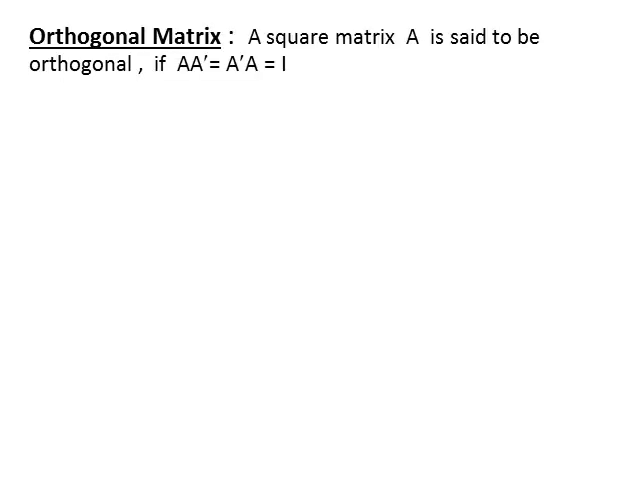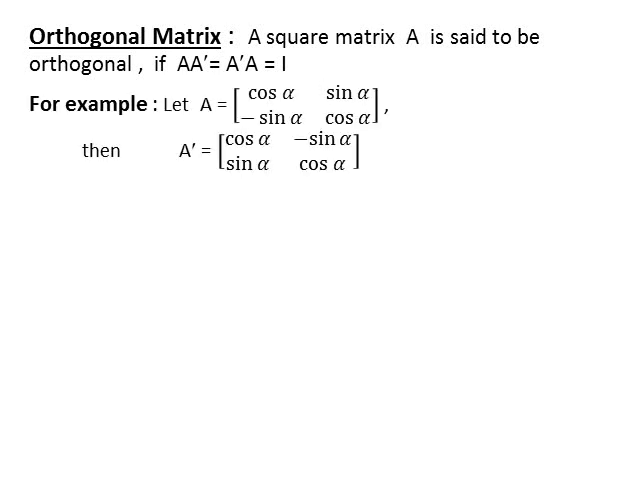First is the orthogonal matrix. A square matrix A is said to be orthogonal if the product of the matrix and its transpose is equal to the identity matrix I. Let's take one example. Here A is a square matrix of order 2 by 2. Now take the transpose of matrix A by interchanging the rows and columns of matrix A as shown.